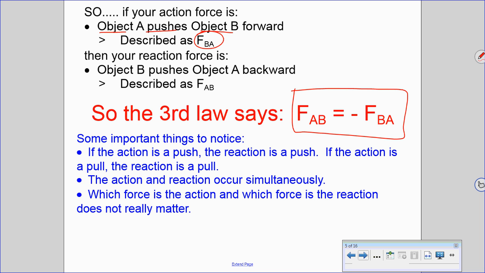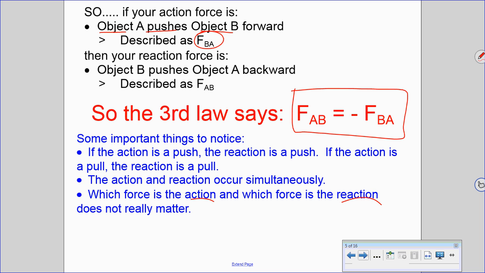So the idea is, as long as my hand is in contact pushing the desk, there's a reaction of the desk pushing me, and they occur during the same time interval. If you were to watch it in slow motion, it would be right there. The entire time that I'm pushing the desk, it's pushing me. And so for that reason, it doesn't really matter which one you call the action and which one you call the reaction, because they're occurring at the same time. Cool?